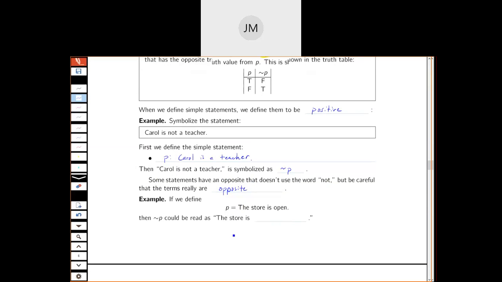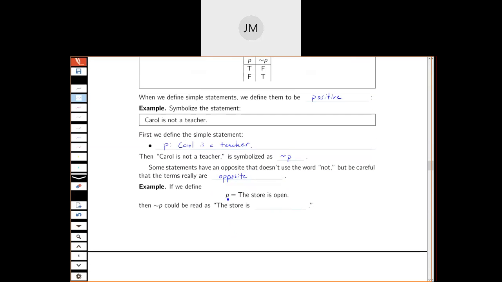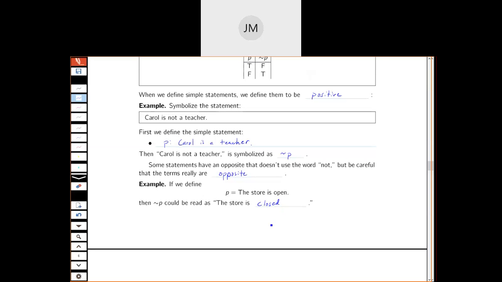So for example, if we define P to be the statement the store is open, then not P, we could throw a not in there. We could say that the store is not open, but another way to say that is that the store is closed. And we have to be careful that those are the only 2 possibilities, that a store is either open or closed, and that those are opposites of one another.